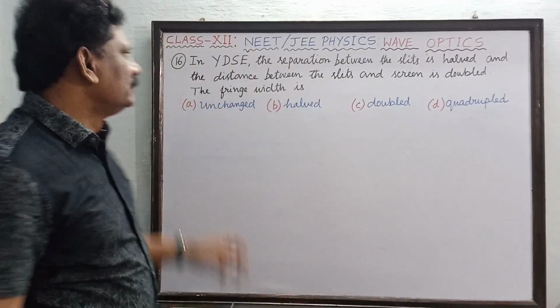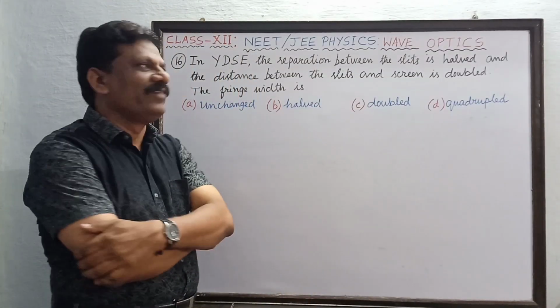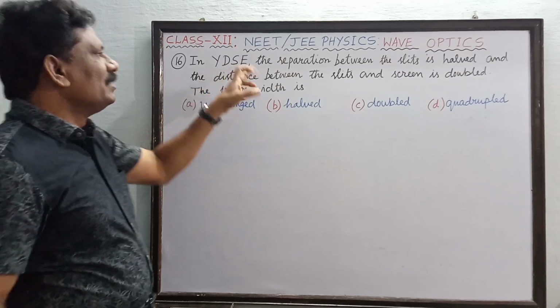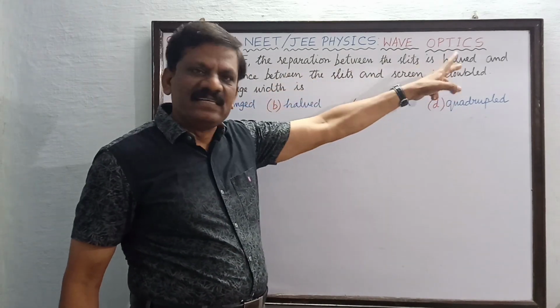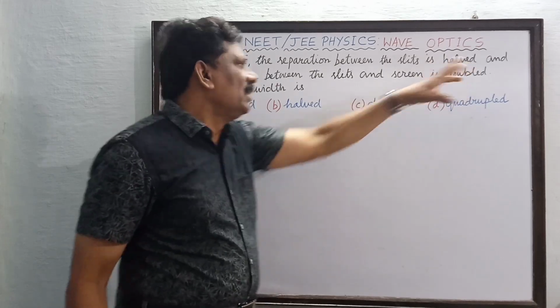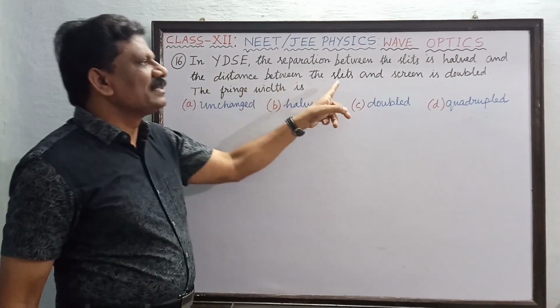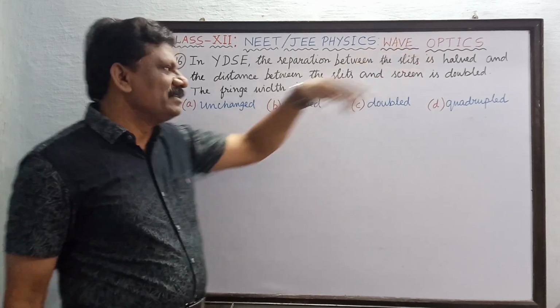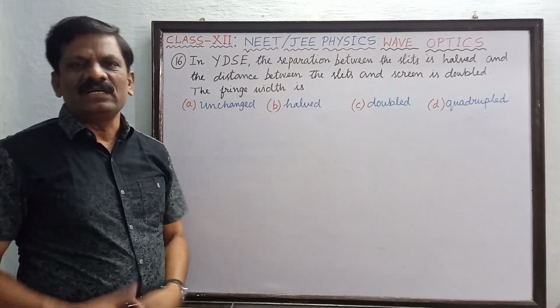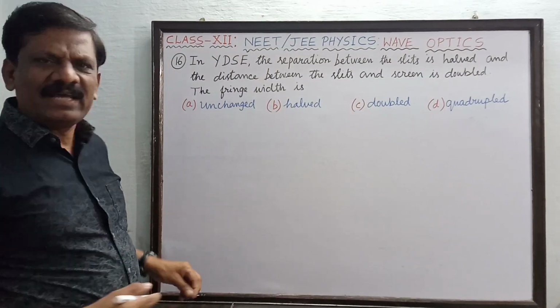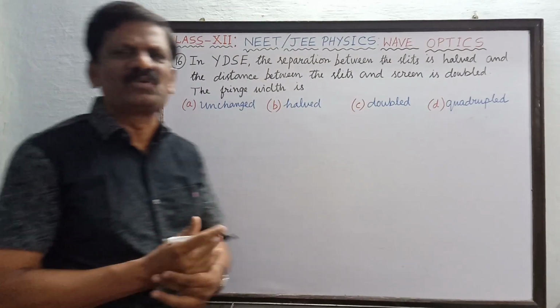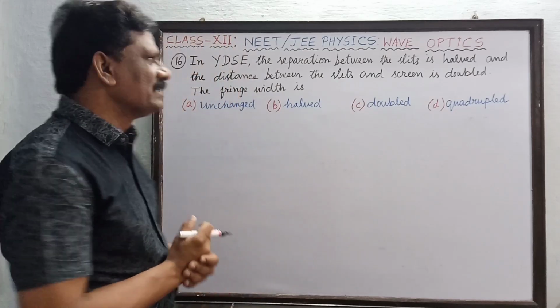Hi students, problem number 16 in wave optics. In Young's double slit experiment, the separation distance between the slits is halved and the distance between the slits and the screen is doubled. The new fringe width has to be determined. It's a very direct and simple problem. Many times this question has been repeated in the competitive exams.